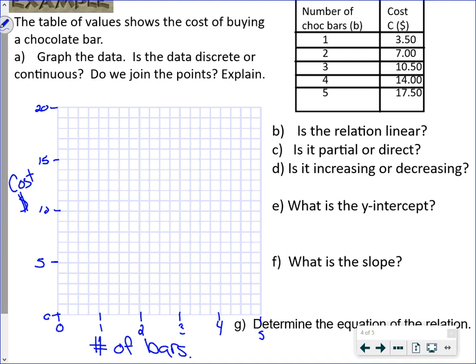So now putting the data onto the graph. If I have 1 chocolate bar, it's going to cost $3.50. So here's the $3.50, it's going to be right in the middle. Just approximate as best as you can. 2 chocolate bars is going to be $7. 3 chocolate bars is $10.50.